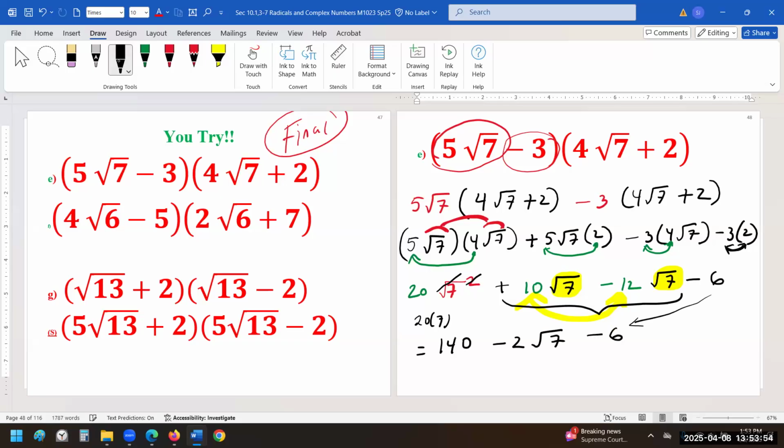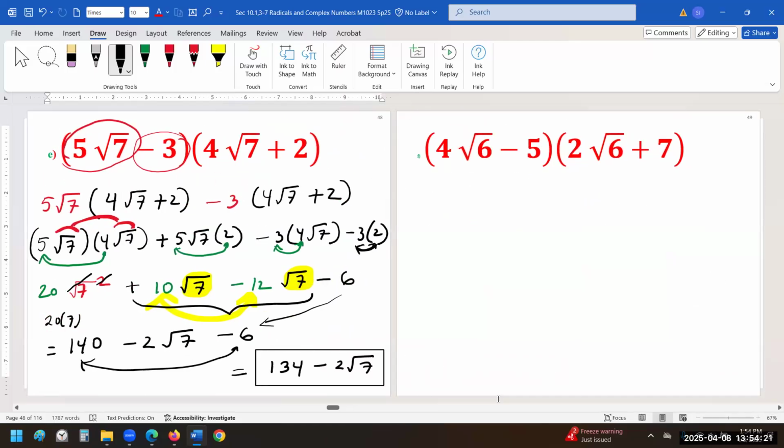6 is alone, we bring it down. And now 6 has a friend. We put them together. How much do we have? 134 minus 2 square root of 7. Any question?